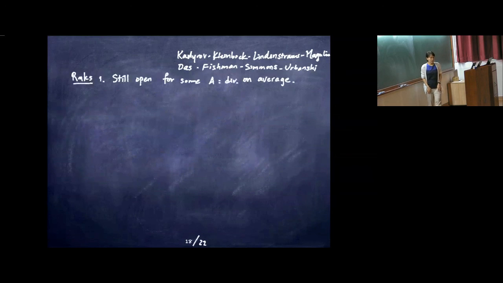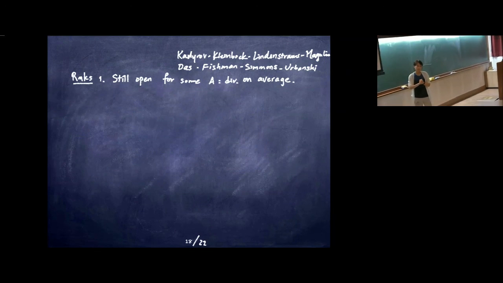Okay, so now it's still open for the divergent on average case, right? We took care of the convergent on average case, and the some delta escape of mass on average case, but we still have the divergent on average case.